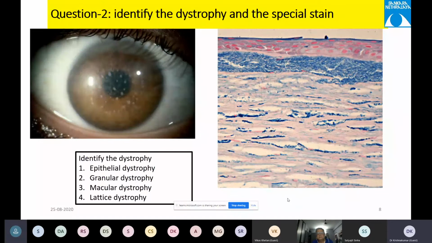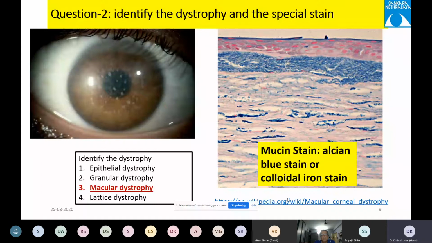Now, coming to the question, can you all identify what is the corneal problem and what is the stain? You see the corneal photograph and the special stain that has been done. So please identify the dystrophy, whether it is epithelial or granular or macular or lattice. The answer is macular corneal dystrophy. The stain that has been done is a mucin stain. There are two types of stains. We can do an Alcian blue stain or a colloidal iron stain, which picks up the eosinophilic or bluish material between the stromal keratocytes, usually in the superficial portion of the corneal stroma.